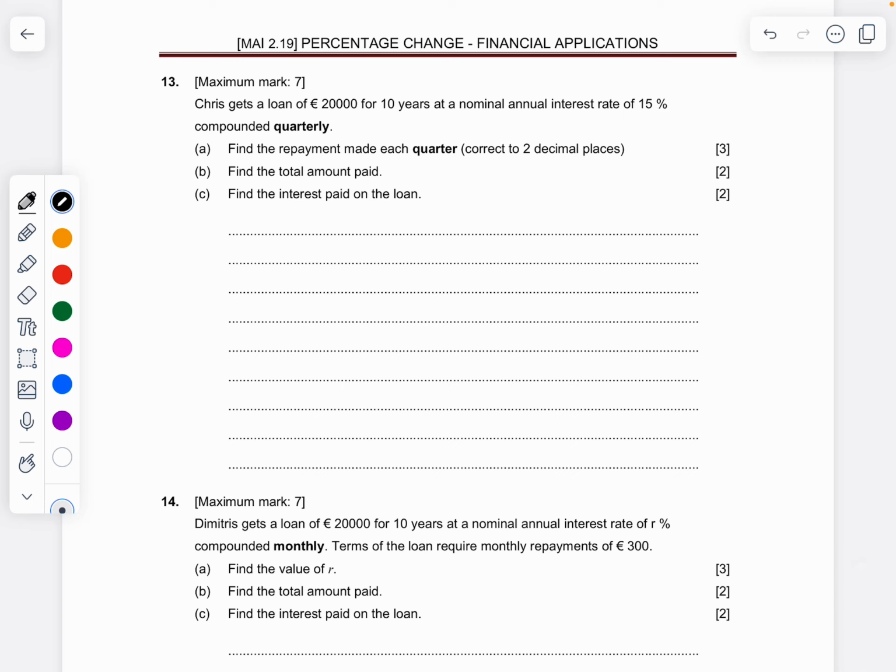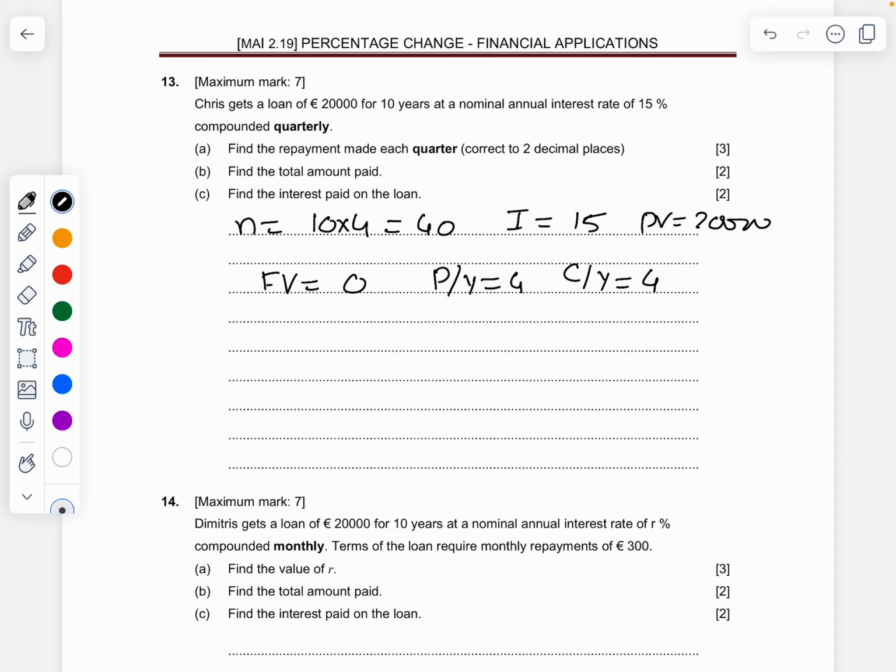Question number 13. Chris gets a loan of 20,000 for 10 years at a nominal interest rate of 15%, compounded quarterly. If it is compounded quarterly, N equals 10 times 4, which is 40. I equals 15. PV equals 20,000. Future value or final value is 0. P/Y should be 4 and C/Y also equals 4. Then calculate the quarterly repayment. So PMT should be equal to minus 973.19.